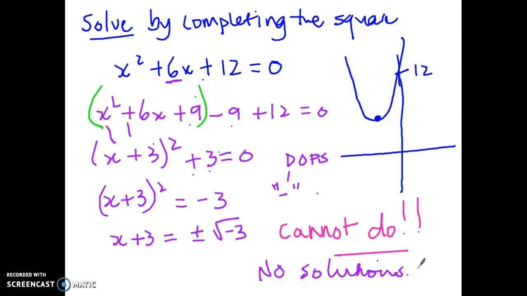And what that means as far as graphing goes, when we get up to graphing the parabolas, is that there's no x-intercept. You can see here that the graph is sitting up above the axis, doesn't cut the x-axis at all, so there are no solutions. There are no x-intercepts.